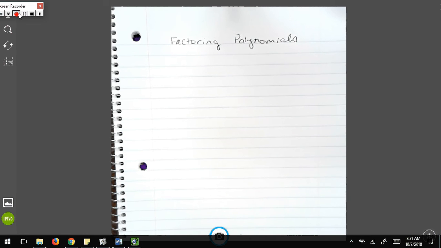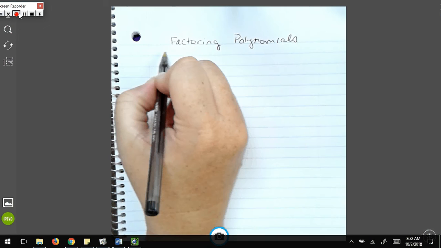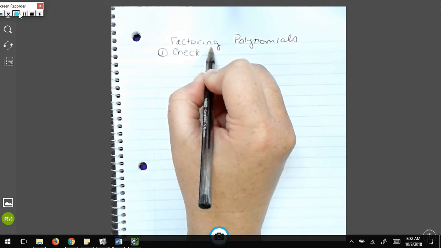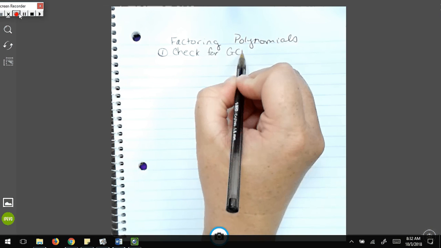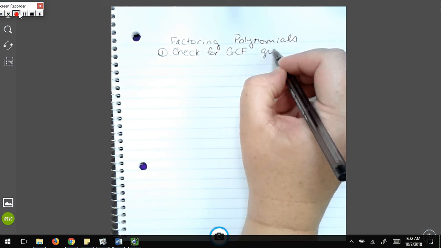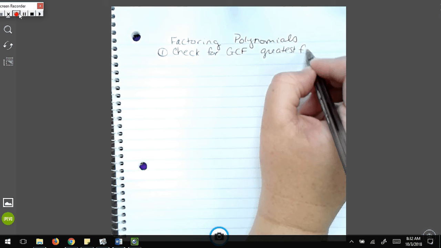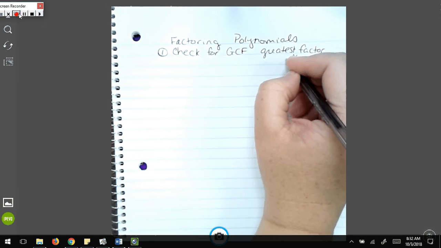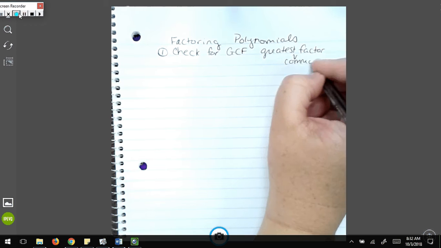Okay, so when we factor polynomials, there's a couple of steps we want to go through. The first thing that we always want to do is check for a GCF. Now when I say GCF, what I mean is a greatest common factor, okay? So that's something that you can divide everything by and not get a remainder. Greatest common factor. There you go.